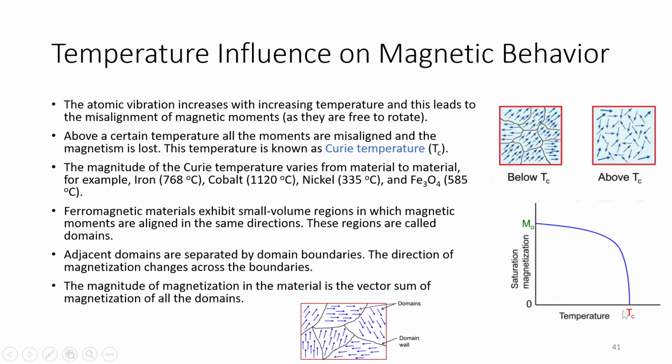So as you keep on increasing the temperature up to Curie temperature, you see that the saturation magnetization will keep on decreasing and it will reach 0 at Curie temperature.